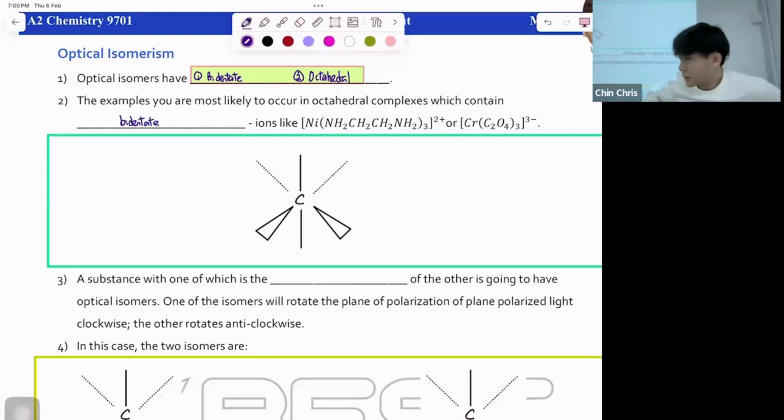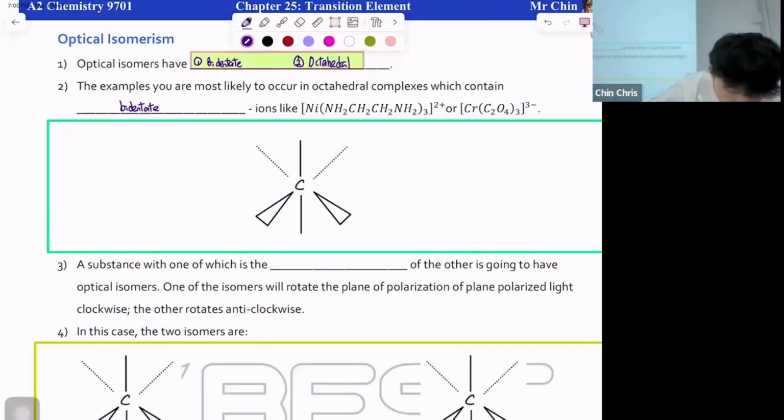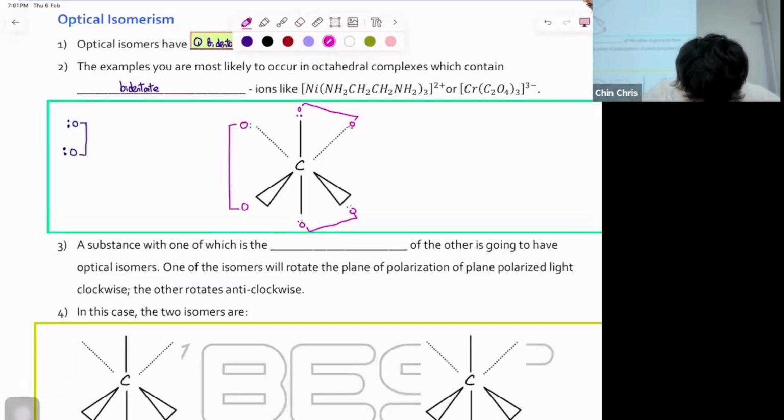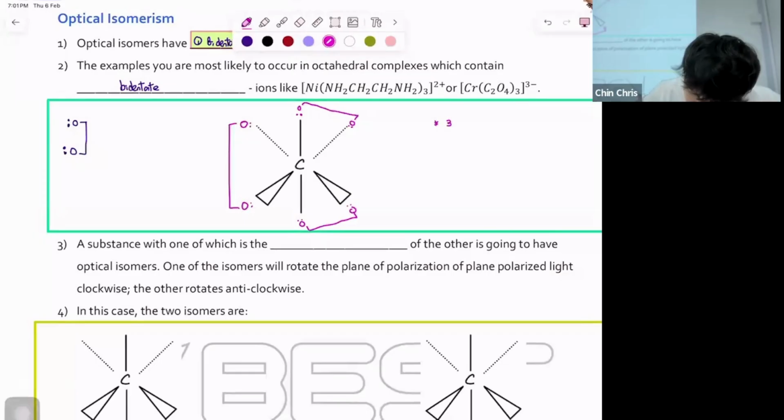Done. All right guys, let's assume this is one of my bidentate ligands. We can put the bidentate anywhere. You just have to draw 3 bidentate ligands. So I have 3 bidentate ligands, as you can see, and at the same time it is octahedral, correct.